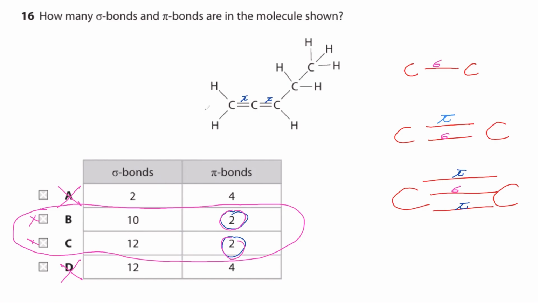Okay, let's see how many sigma bonds we have. We have one here, 1, 2, 3, 4, 5, 6, 7, 8, 9, 10, 11, 12. Our answer is C, 12 sigma bonds and 2 pi bonds. That's the answer for question number 16.